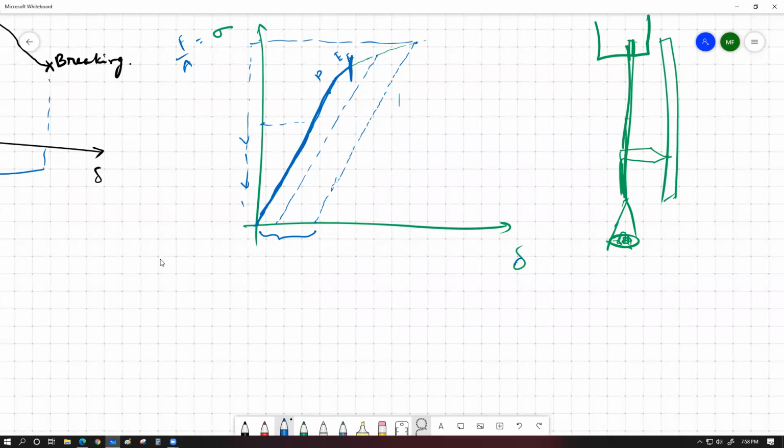Whenever we unload from any point, the object is going to immediately come back. For example, if I start to unload from here, we are going to have this much permanent deformation. If we start to unload from here, we are going to have this much permanent deformation. This is what we call permanent deformation, or, because this is on the strain axis, we can say this is permanent strain.